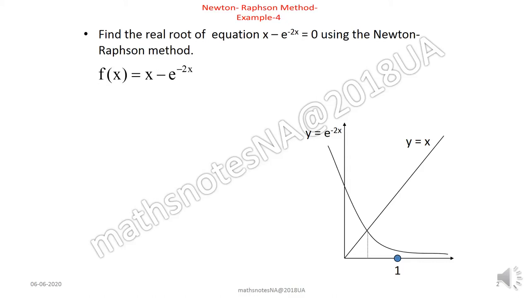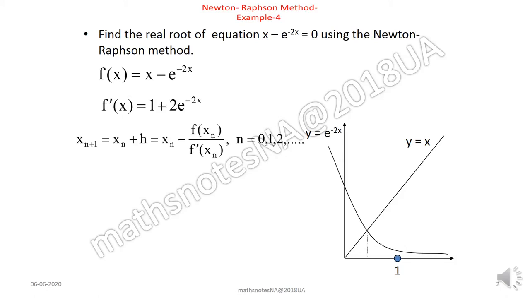So we say fx is equal to x minus e to the power minus 2x. We find its derivative, f dash x is equal to 1 plus 2 e to the power minus 2x. Now we put these two values in the formula. This is the general formula of Newton Raphson method, that is xn minus fxn upon f dash xn, and n takes values 0, 1, 2 and so on.